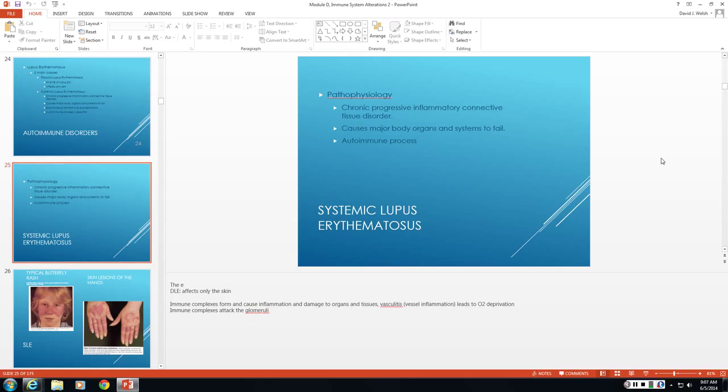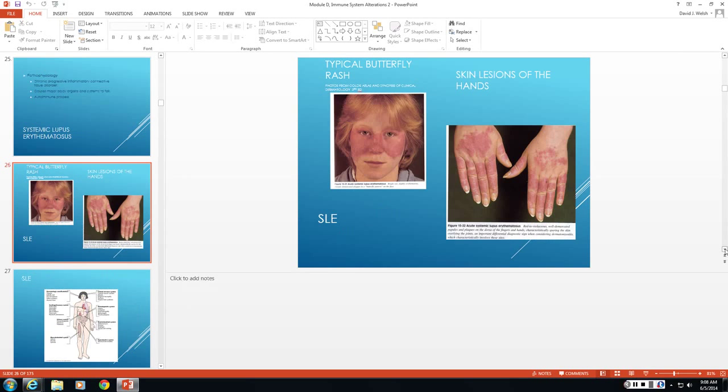Now, remember, DLE only affects the skin. SLE can damage the organs, causing vasculitis or vessel inflammation. This leads to O2 deprivation. These immune complexes also affect the kidneys, so the glomeruli are going to be affected also. So kidney function is going to be a problem.